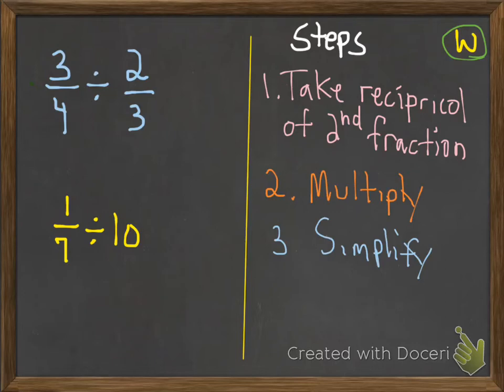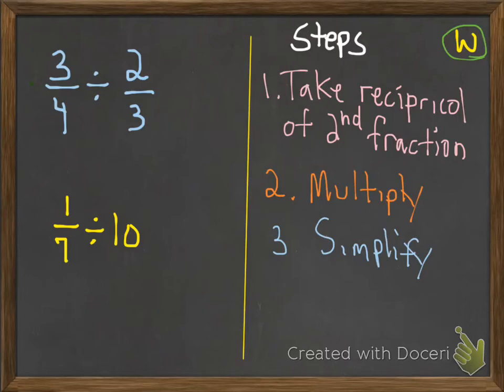So the steps that we do: we take the reciprocal of the second fraction. Then we multiply those 2 fractions. And then the third step is always, no matter what kind of math we're doing with fractions, to simplify the final answer if we need to. Let's do this first one, the blue one.